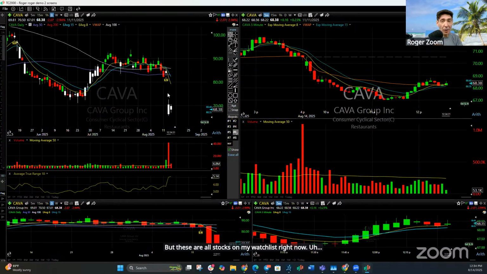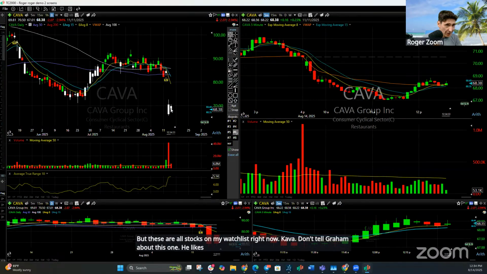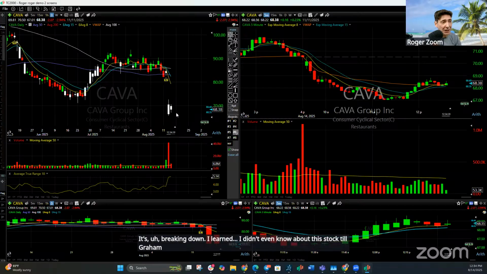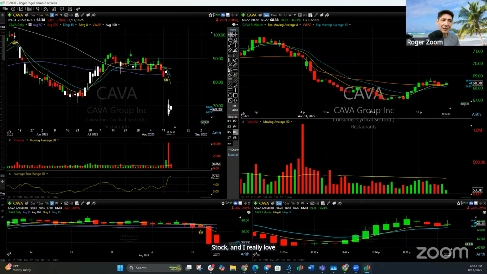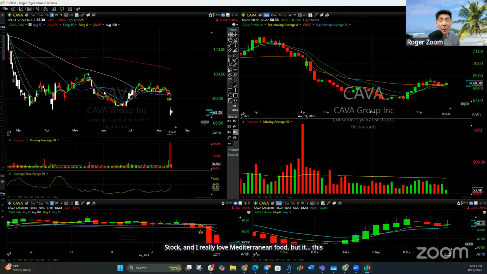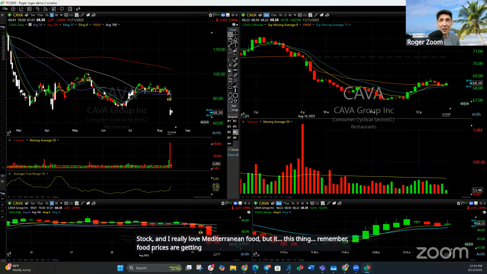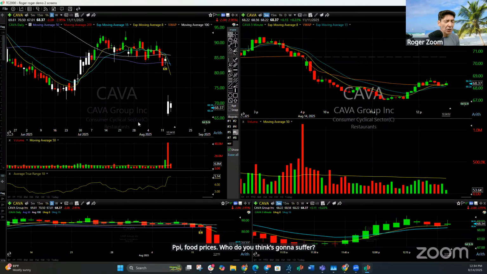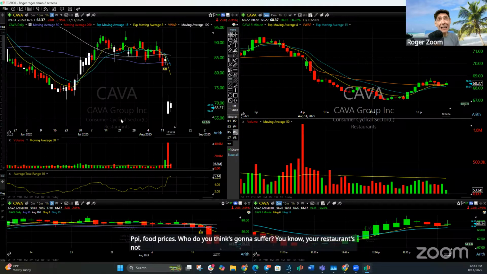Kava. Don't tell Graham about this one. He likes to eat here. It's breaking down. I didn't even know about this stock till Graham told me about it. But he said it's a really good Mediterranean stock, and I really love Mediterranean food. But remember, food prices are getting more expensive. PPI, food prices. Who do you think is going to suffer? Your restaurant's not going to. They are going to eat a lot of the profits, but they're going to be suffering.